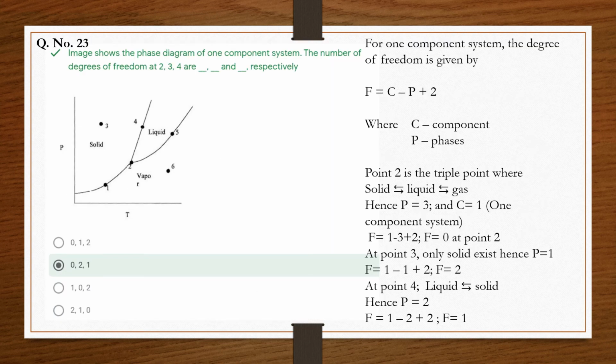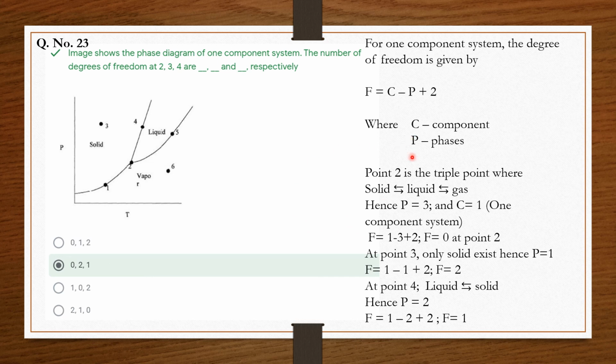The next question is, the image shows the phase diagram of a one component system. The number of degrees of freedom at points 2, 3 and 4 are respectively. This is a question from phase equilibrium. As we all know, for a one component system, the degree of freedom is F equal to C minus P plus 2, where C is the number of components and P is the number of phases. In the problem itself, it is given that it is a one component system, so C is 1.